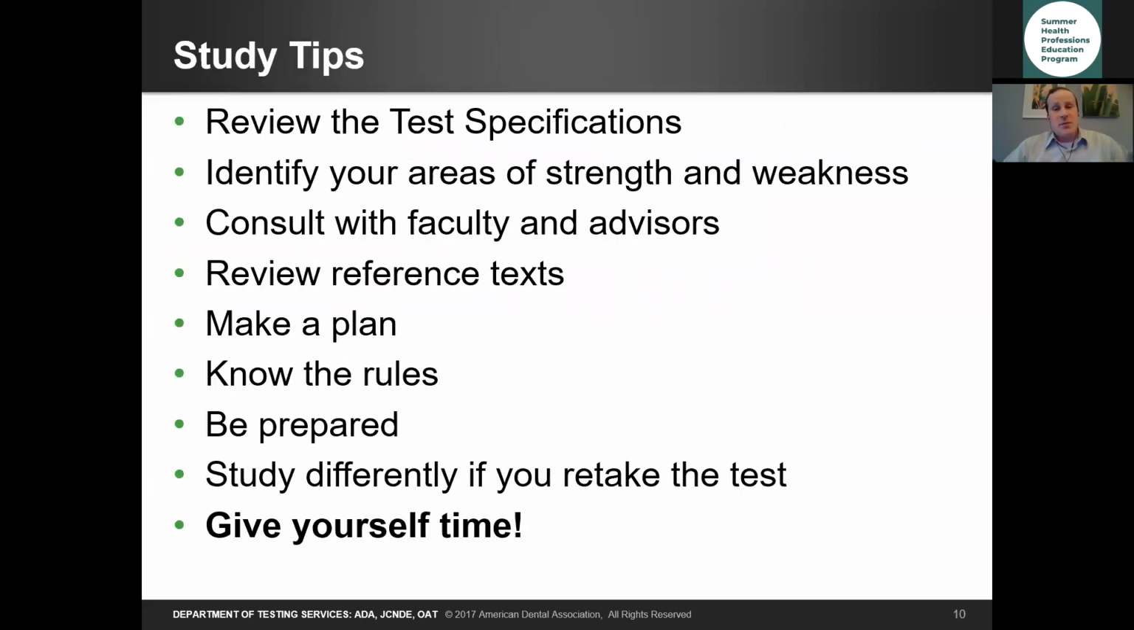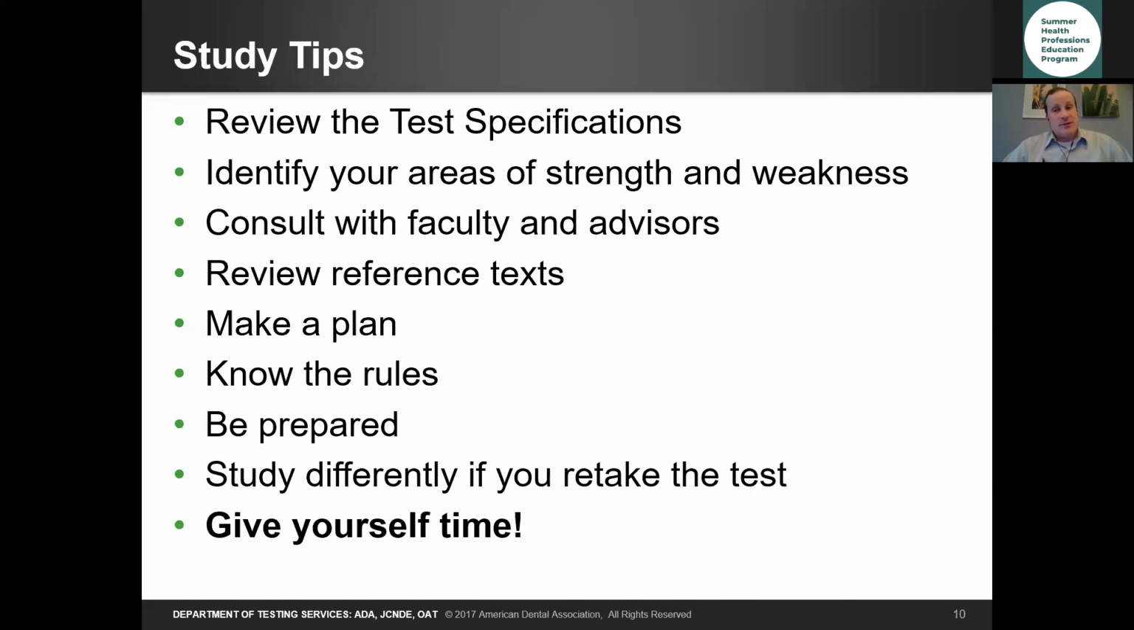So this is my general breakdown of how you should prepare for the test that I have gleaned just from talking to students and faculty over my 15 years with the Department of Testing Services. First, review those test specifications that appear in the guide. It is very specific about the subjects that are going to be covered in the different areas on the test.